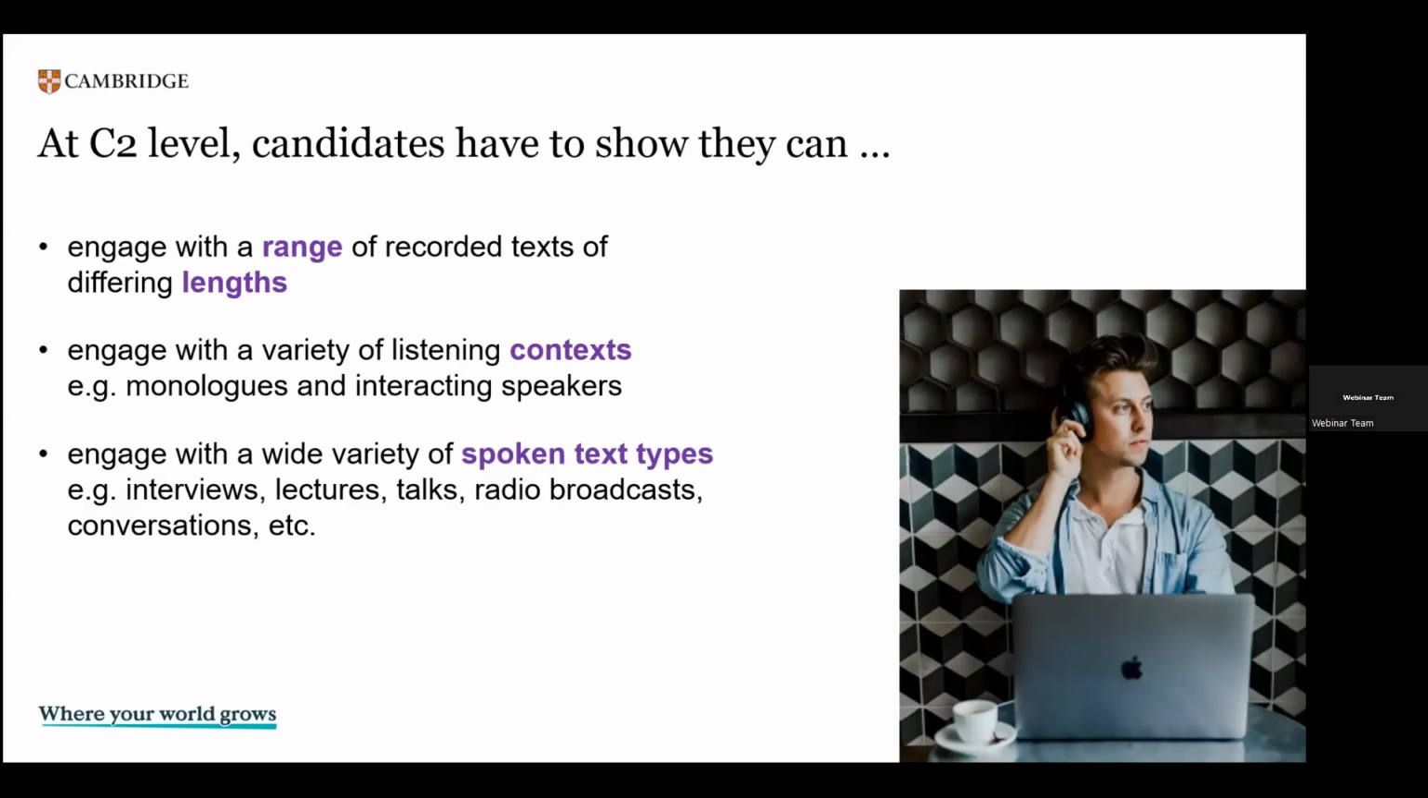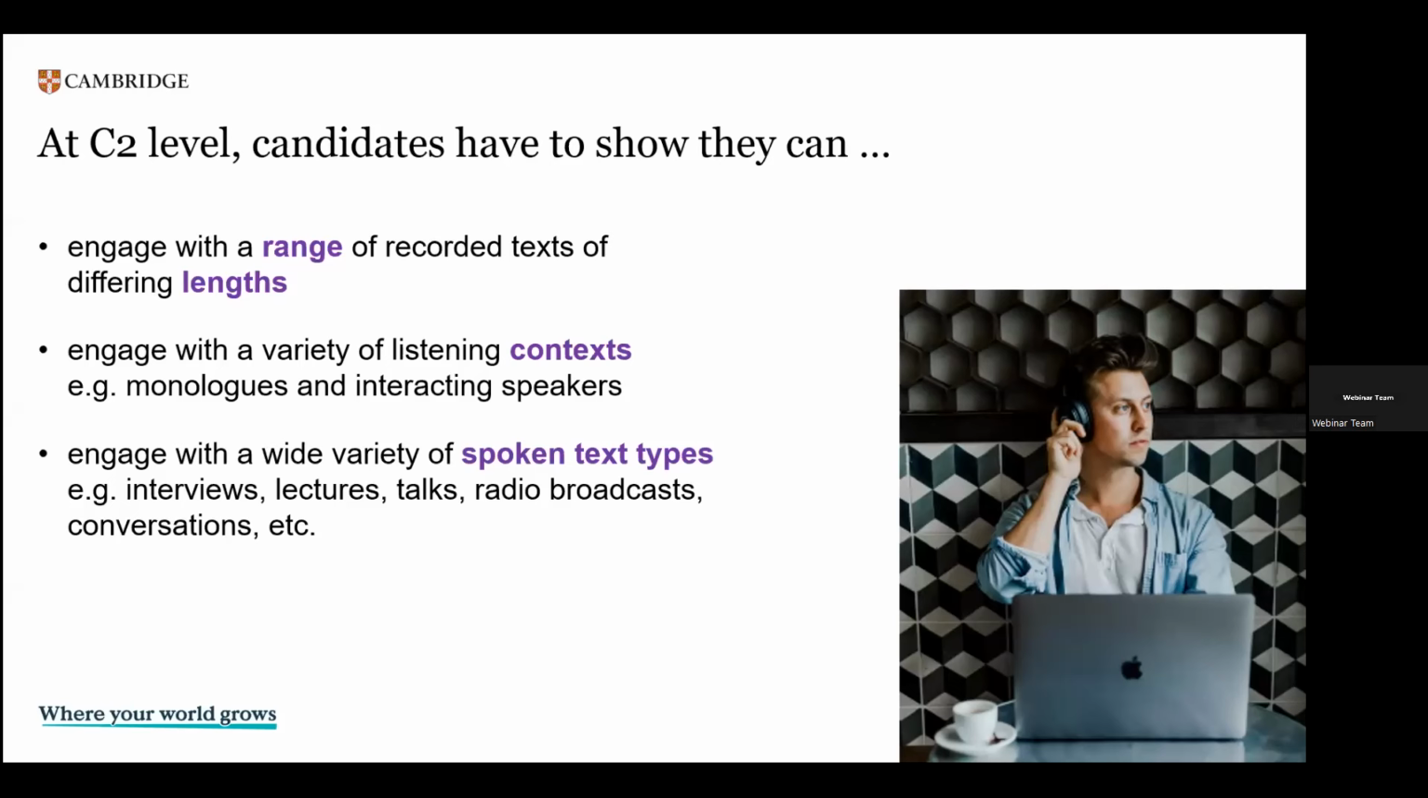So you'll find sometimes you'll be listening to monologues. Sometimes you'll be listening to two people talking together. Sometimes you'll be listening to something which is called a guided monologue. So somebody asking questions and somebody answering those questions. Okay. And there will be a lot of different types of speaking texts. So interviews, lectures, talks, broadcasts, conversations that you hear on the train or whatever.